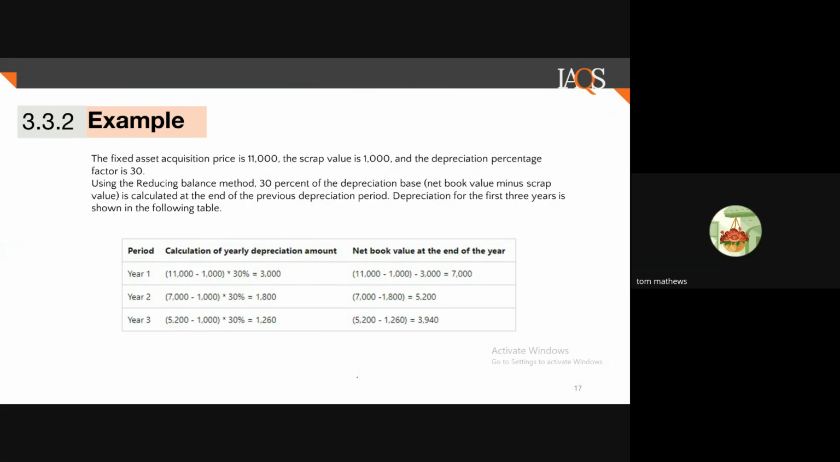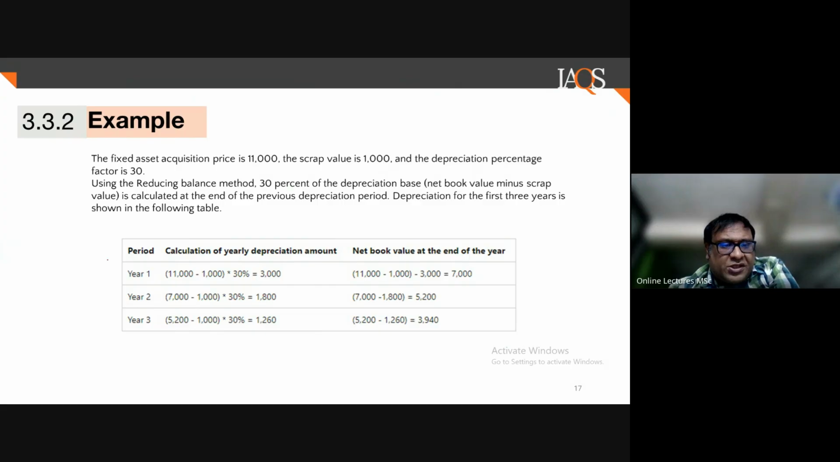Sir, the formula will be the book value into 1 plus the depreciation rate raised to N is equal to the residual value, right? No, they have made it a wrong example. Tom, just ignore this answer. They've done it in the wrong way. It is like compound interest, and they have not done it correctly.